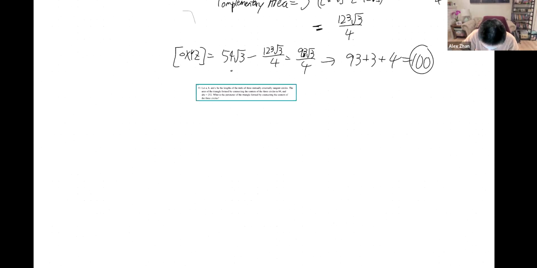This is another geometry problem. It is more of algebraic geometry, actually. These are the radii of 3 mutually externally tangent circles. Let's say these 3 circles have radii A, B, and C.